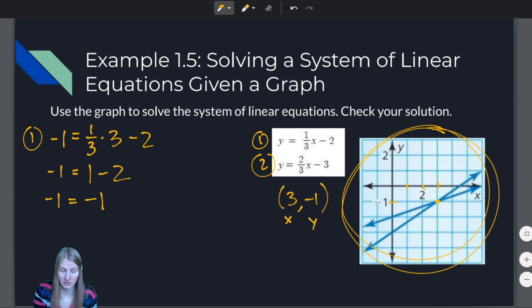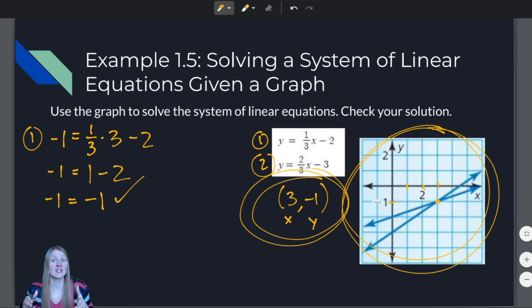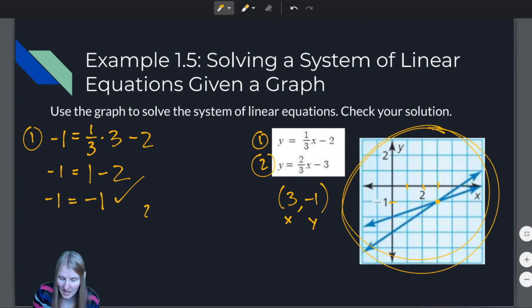Yes, it is. Okay, good. This is a good sign because it means that our point was correct for equation number 1. Now, we just need to check and make sure that it's okay for equation number 2.